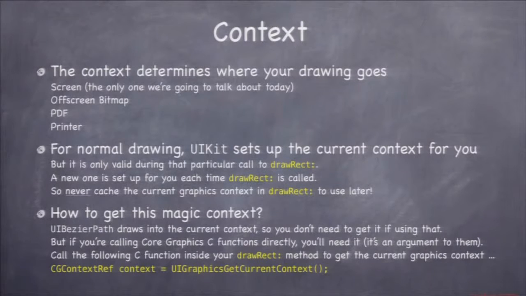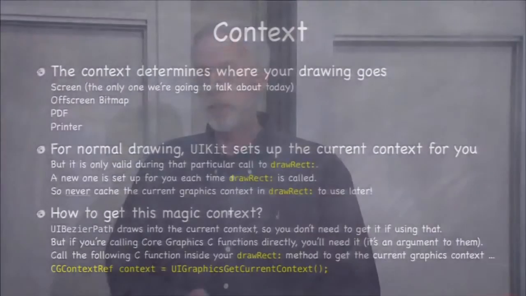Okay, so this is the magic thing. That context ref is just a void star. You don't know what it is. It's opaque. This thing is new every time your drawRect is called, so never keep that thing around. It's only good from the start of your drawRect to the end. Don't keep it in a property or anything that's going to live. Call UIGraphicsGetCurrentContext each time at the start of drawRect.